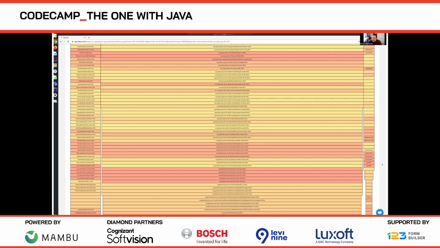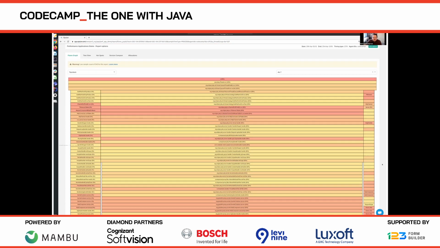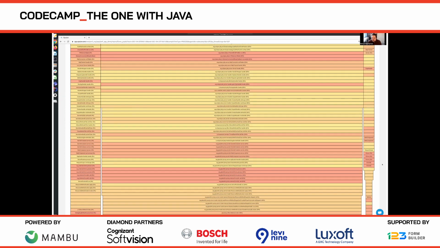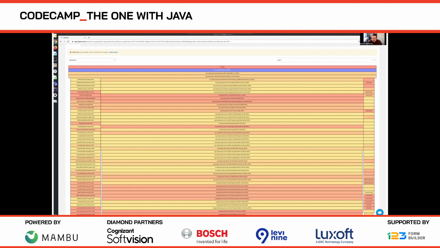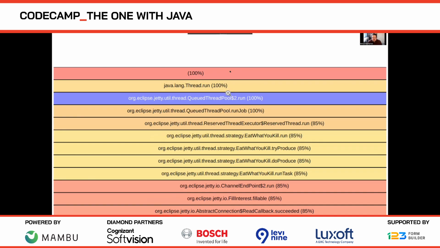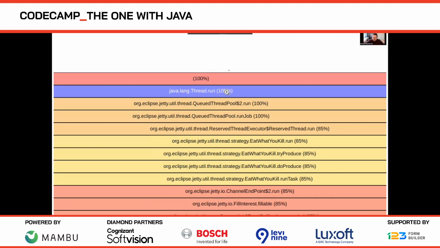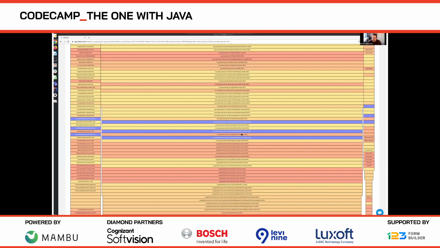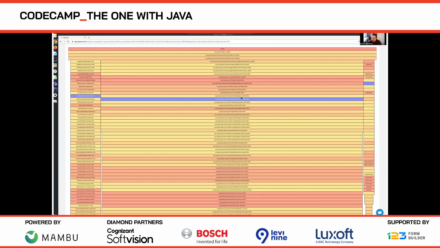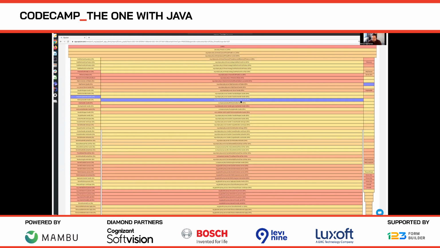And we've got a top-down flame graph. You can also get bottom-up flame graphs as well. But in the top-down flame graph, our topmost method in our system is java.lang.Thread.run. So that's the method that calls things. And as we go down the flame graph, that's going down the call stack. So every method, every box calls the box below it.